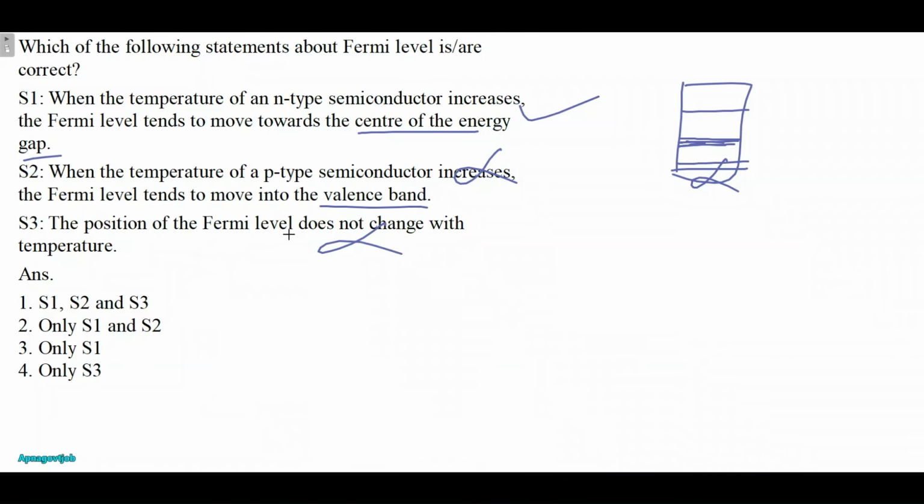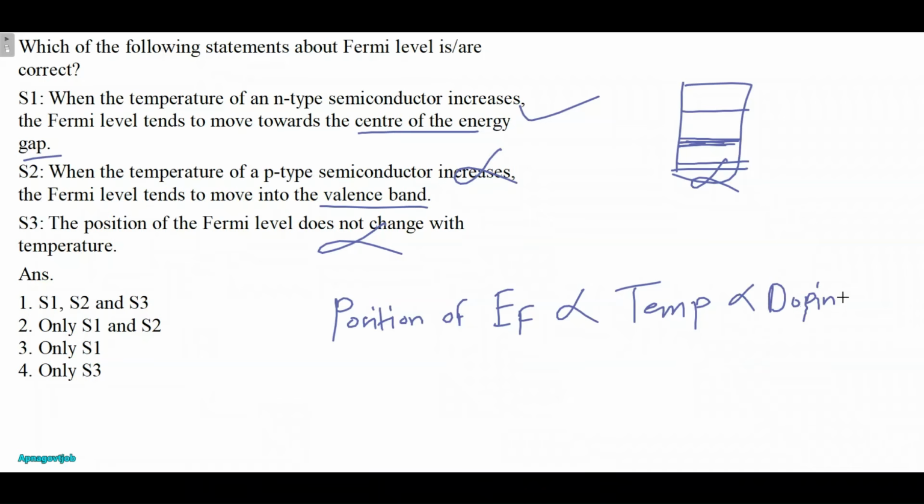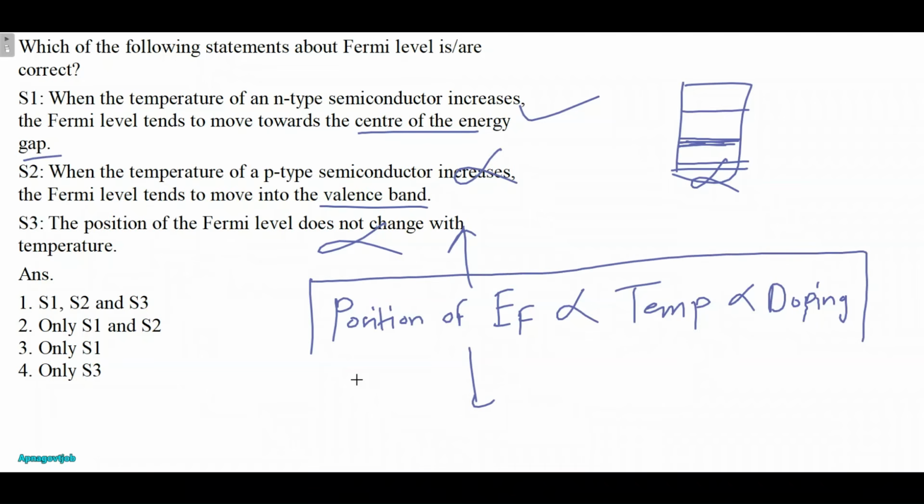So what two important key points did we learn? The position of the Fermi level EF depends on temperature and doping. Yes, we added impurities. First we add donor impurities, then acceptor impurities, and we observe the Fermi level changes as per the concentration, right? So this is a very important key point, which you will write in your short notes and revise before your exam. So the statement that the position of the Fermi level does not change is wrong, it changes. So only one statement, that is only S1, is correct. Okay, so this is the answer.